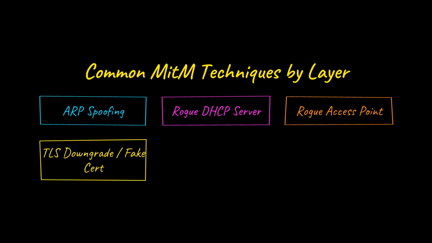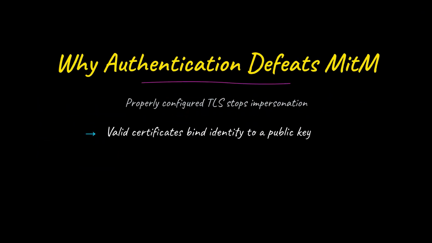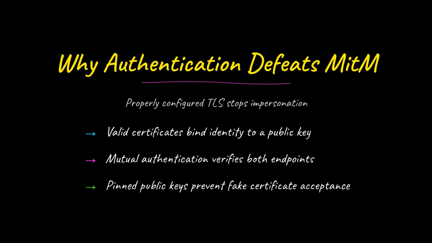At the transport layer, attackers strip or forge TLS certificates. The attack depends entirely on absent or weak authentication. Properly configured TLS with valid certificates, mutual authentication, or pinned public keys defeats it because the attacker cannot impersonate either endpoint without the correct private key.